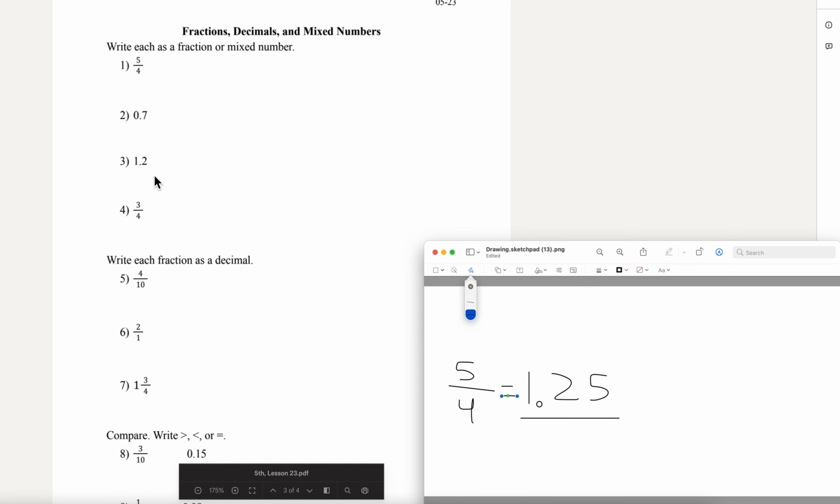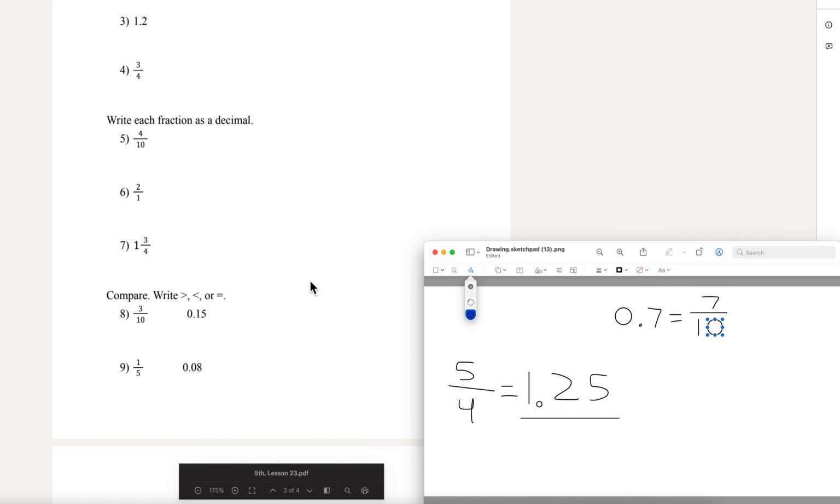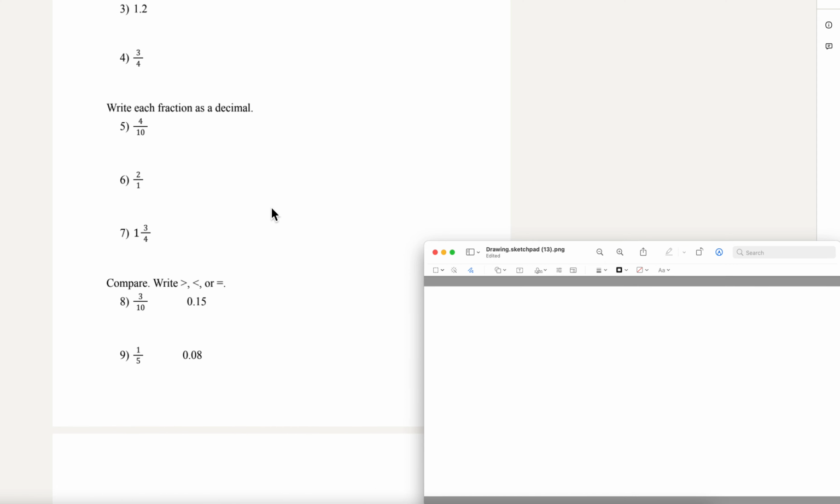And for number 2, since 0.7 is a decimal, you could just turn this into 7 over 10. Write each fraction as a decimal. Okay, so we just basically do the same thing that we did for number 1 here. So write each fraction as a decimal. So if the bottom number is 10, you could always just put 0.4. This would be the answer for number 5.